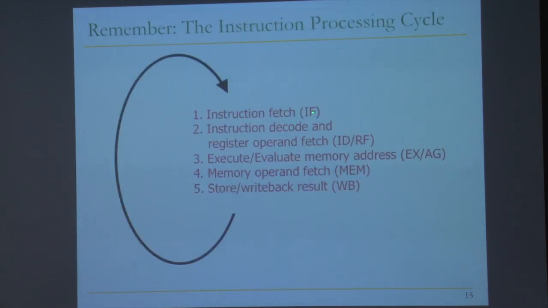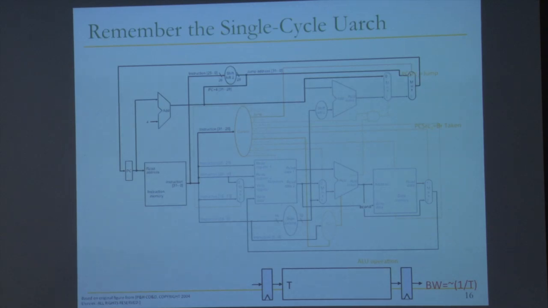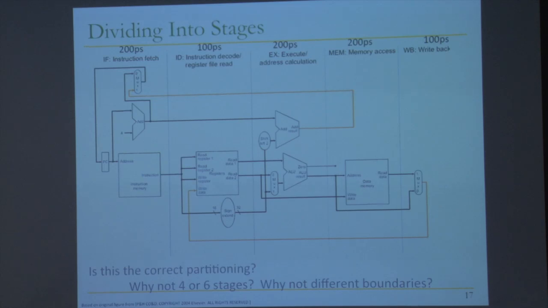I'm going to show you a pipeline that has 5 stages: instruction fetch, instruction decode and register file read, execute or address generate, memory access, store or write back result. This is a single cycle microarchitecture that you've seen and come to love. You like it so far, and you're building it now. This is the throughput that we have, assuming that you have t picoseconds for everything. Now, this is how we divided the pipeline.